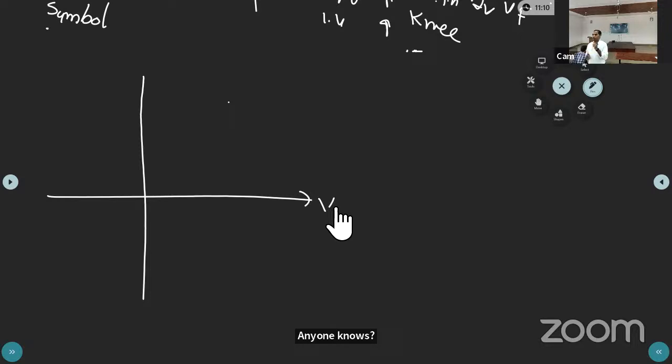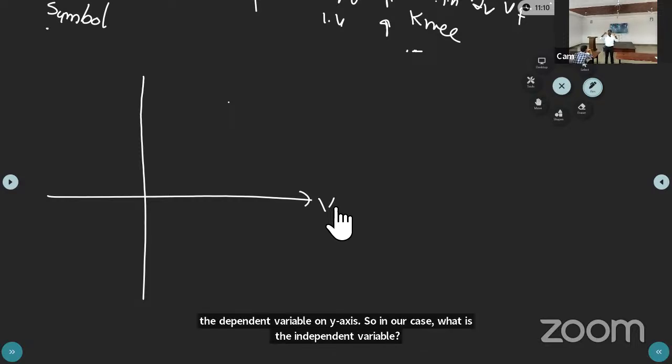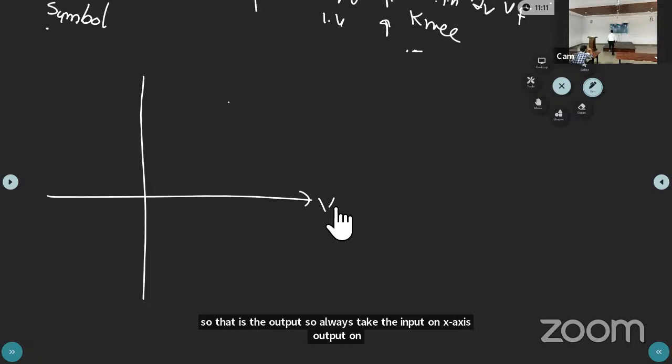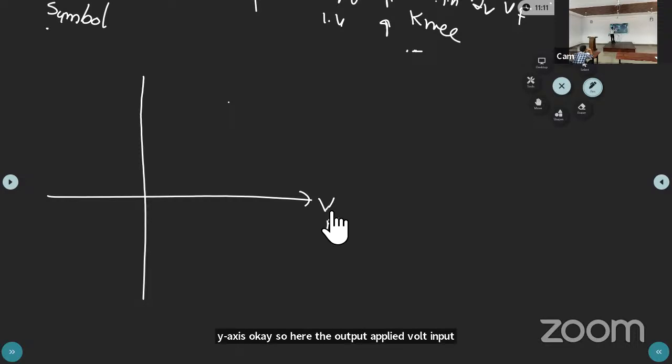Okay. If you are drawing the graph, always you take the independent variable on x-axis and the dependent variable on y-axis. So in our case, what is the independent variable? Voltage. By applying the voltage, the current in the diode is changing. So that is the output. So always take the input on x-axis, output on y-axis. So here the applied input voltage is called the forward voltage, because the diode is in the forward bias.